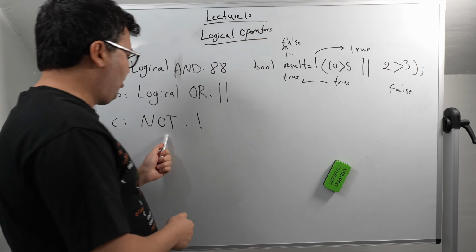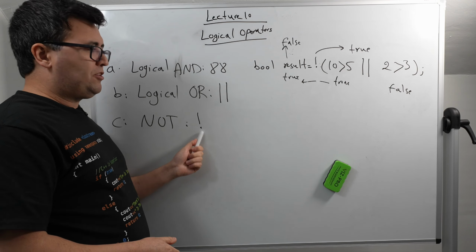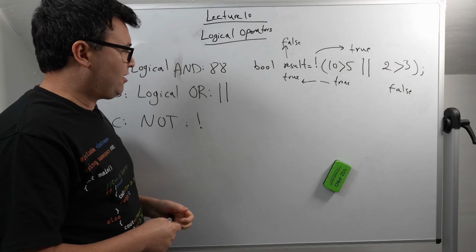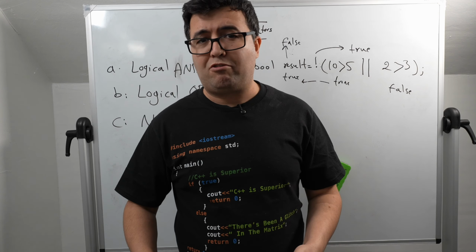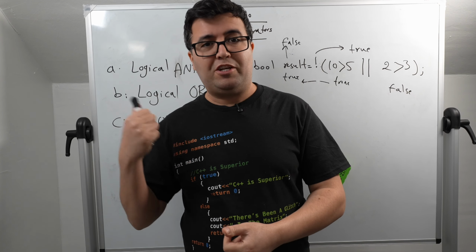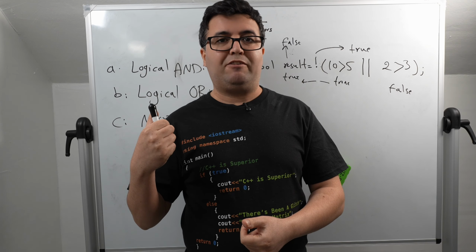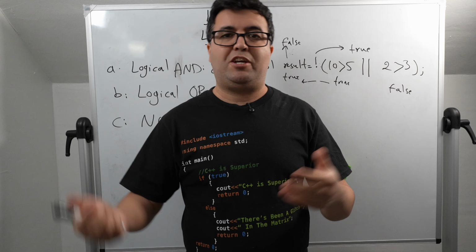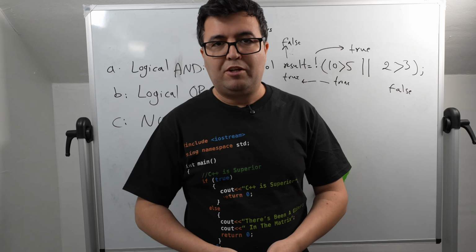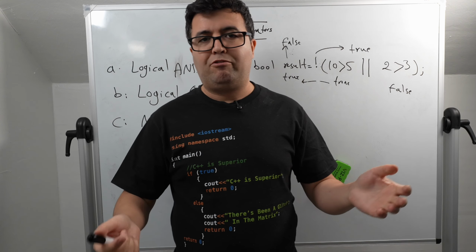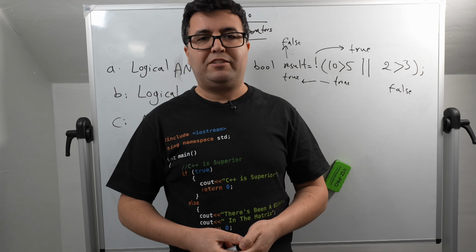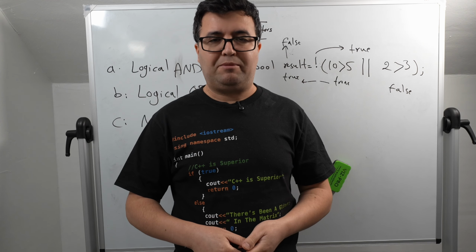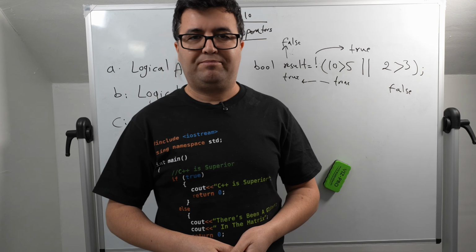And then we have the NOT operator, which reverses the result of a condition. If the result of a condition is true, it will change to false. If the result is false, it changes to true. So it's time for practice. Let's go to the computer and practice logical operators in the C++ programming language.